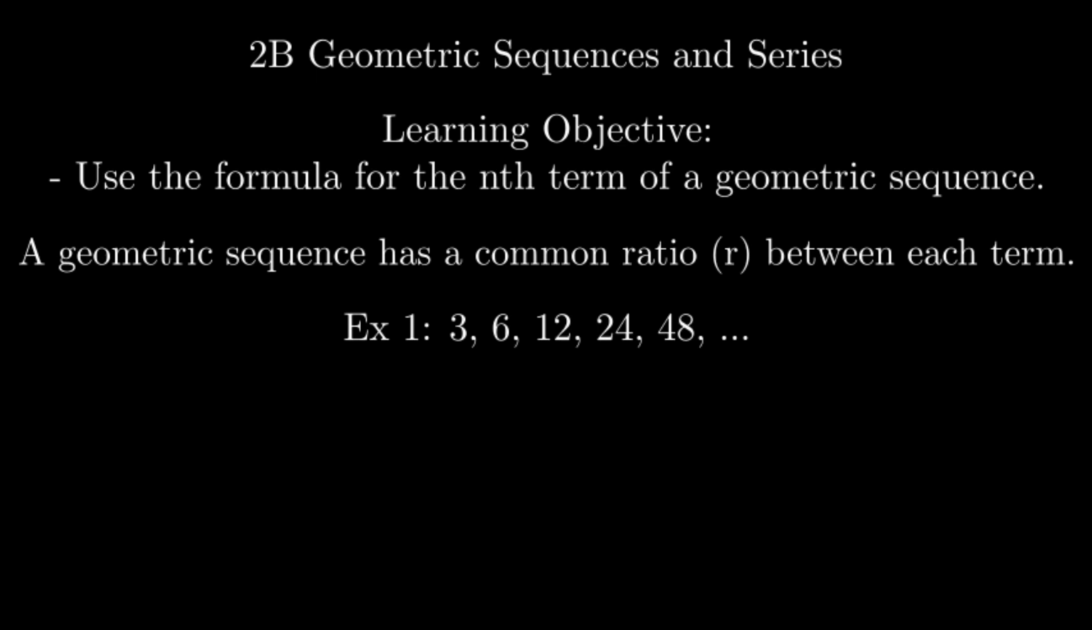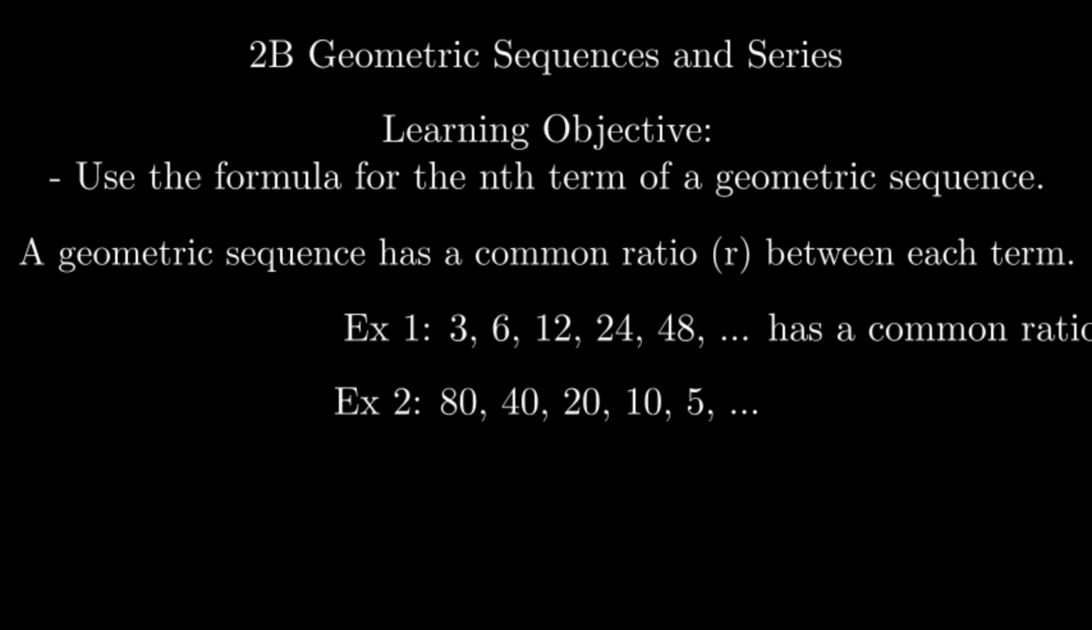Consider the sequence 3, 6, 12, 24, 48, and so on. What are we multiplying by each time? To get from 3 to 6, we multiply by 2. From 6 to 12, we multiply by 2. From 12 to 24, again by 2. The pattern holds. So for this sequence, the common ratio is 2.